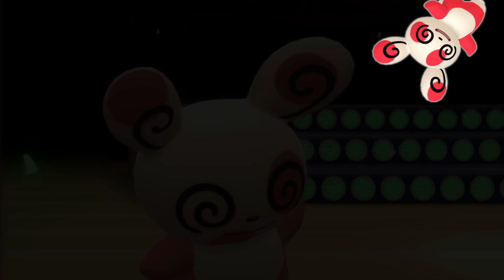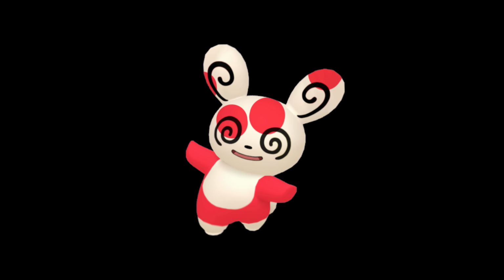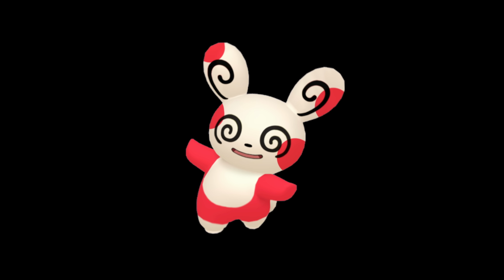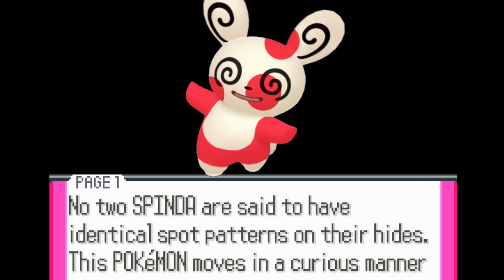Sure, it's sort of whimsical, teetering back and forth, but I wouldn't say that its design stands out among the rest. That is, until you consider its iconic gimmick. All Spinda have 4 randomly generated spots on their face and ears, and there are a lot of different combinations. So many that in Spinda's debut generation, the Pokédex states that no 2 Spinda are identical.